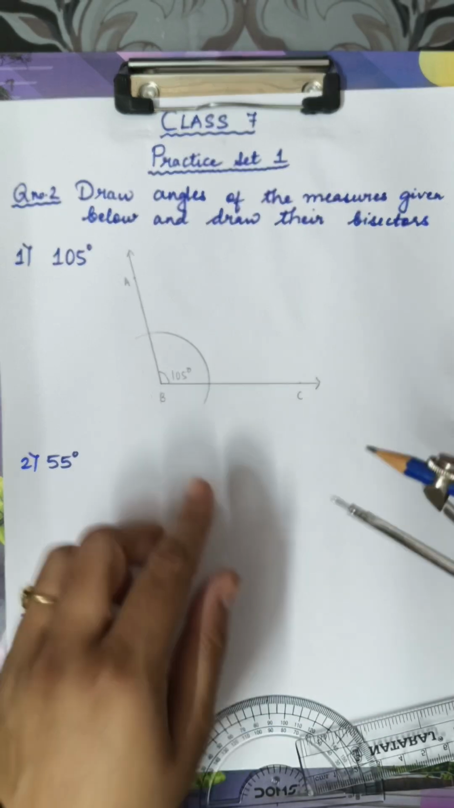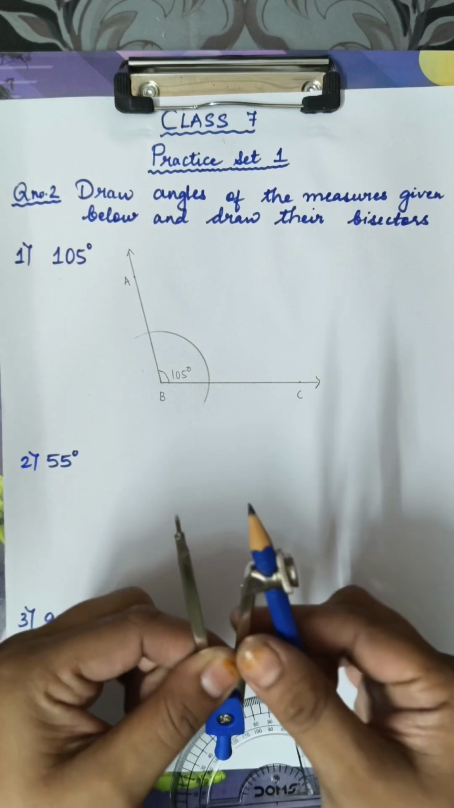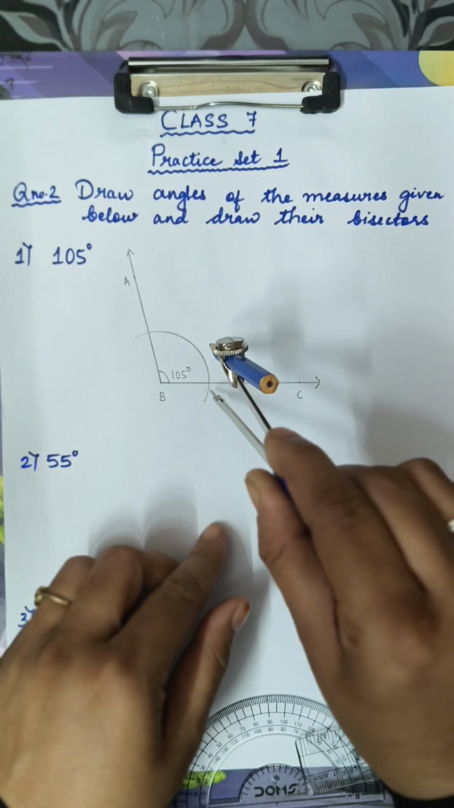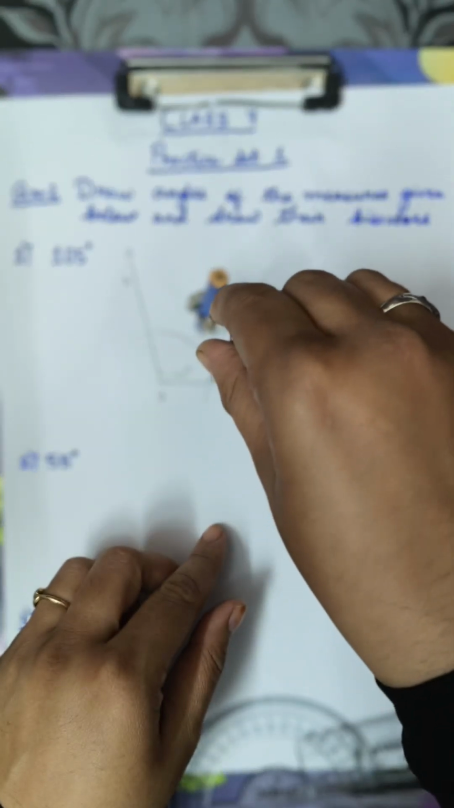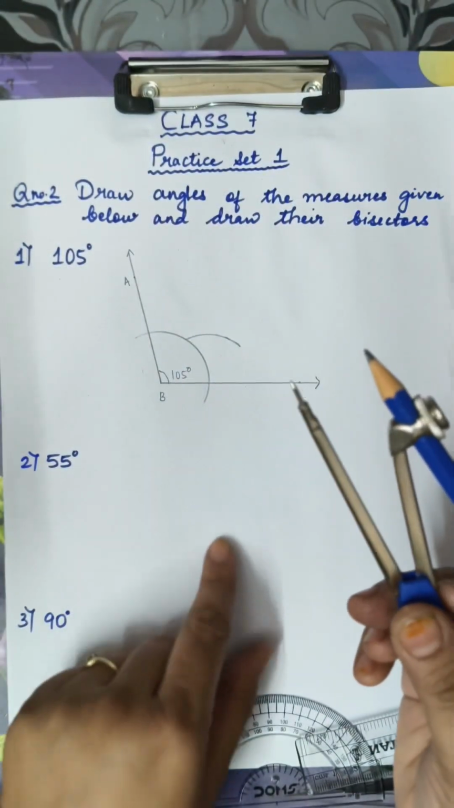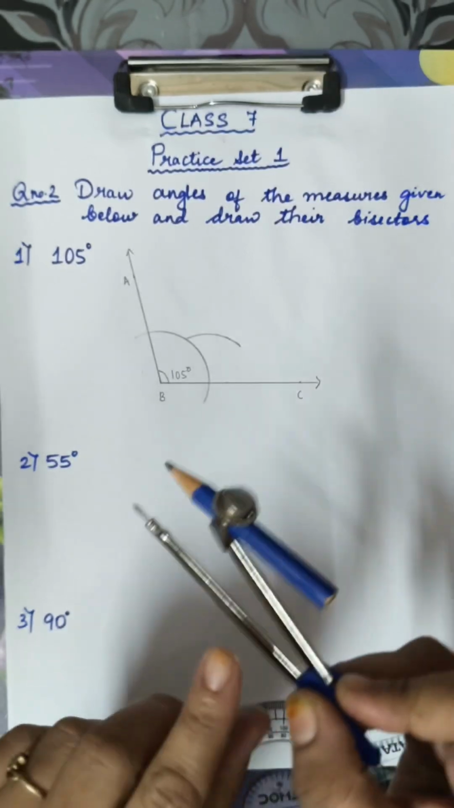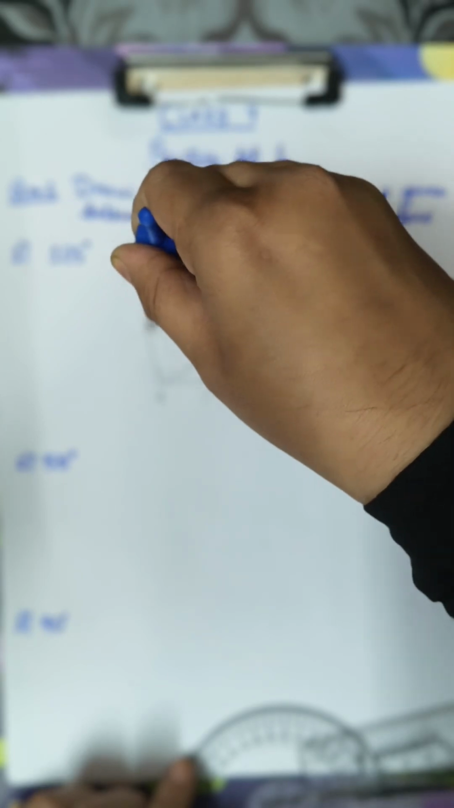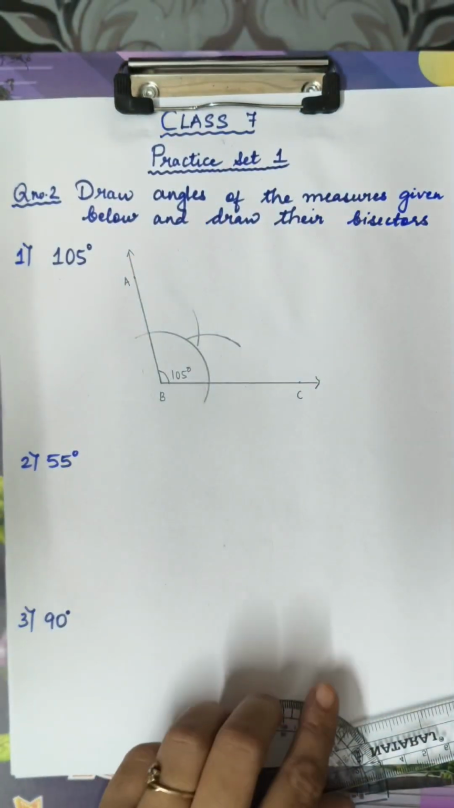We have drawn this. Now with any width you can change this, or the same width also you can take. Now draw an arc keeping on the first point of intersection. Now you should not change the width of the compass. This should be the same. Keep on the second point of intersection and cut this previous arc. So we got these arcs.